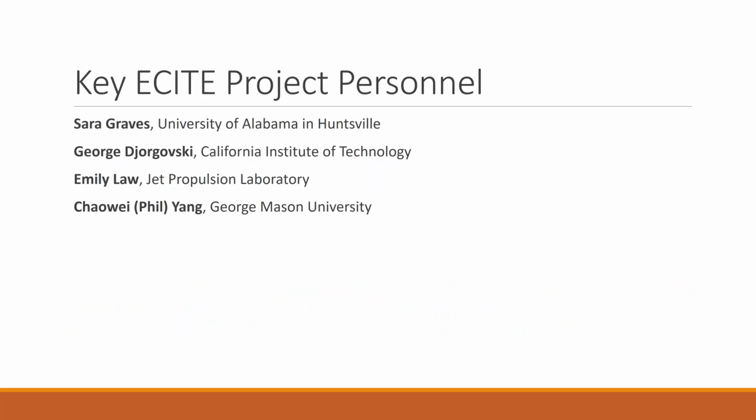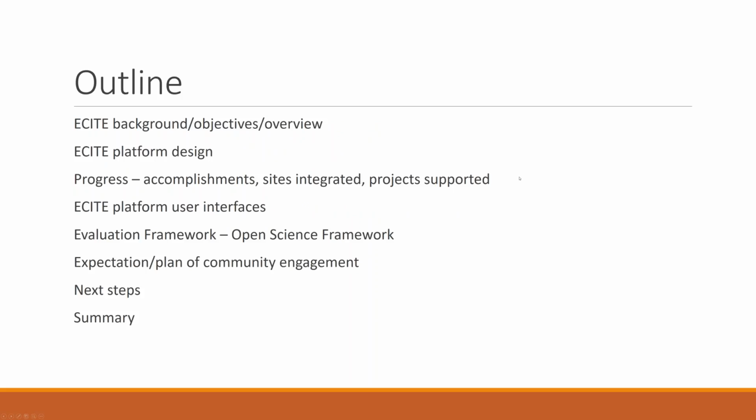And this project has these key personnel. Sarah, in fact, from UAH is the overall PI on this project. And George from Caltech, Emily Law from JPL, and myself from George Mason, and we are the co-PIs and PIs on this project. So as we said, this is a 2-year project funded last year by the NSF EarthCube program. Now we're just finishing up the first year and entering into the second year.